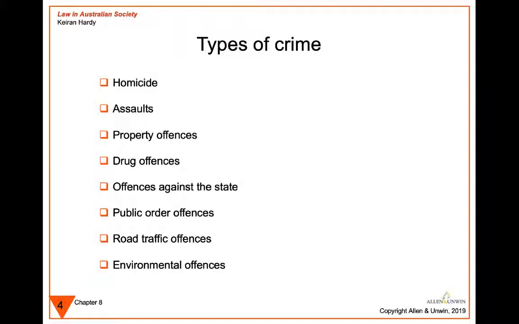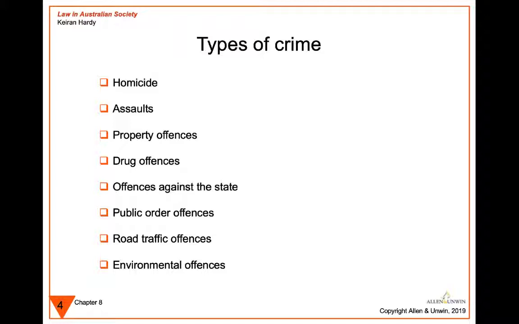Homicide means the unlawful killing of another person. This includes murder, intentionally killing another person, and manslaughter, which is unintended or negligent death. There are many different types of assault. Assault essentially means physically harming somebody, and this could include an aggravated assault with a weapon, or sexual assault, or many other kinds.